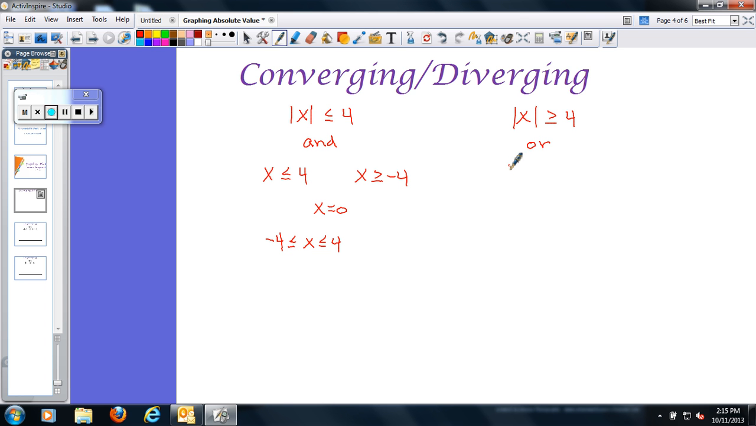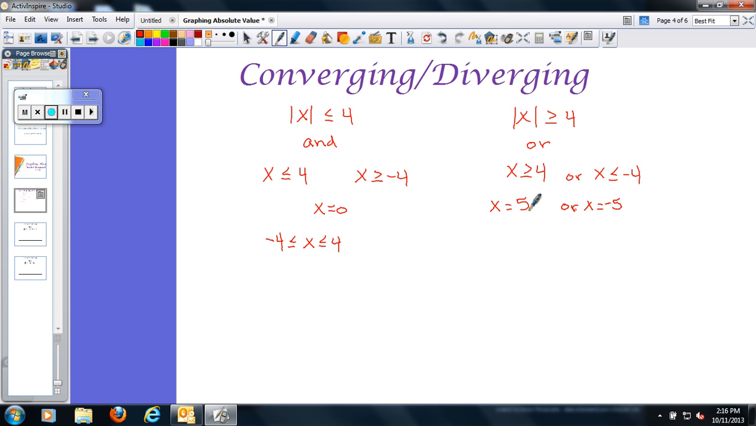Now when you deal with this one, you make your two equations: x is greater than or equal to 4, or x is less than or equal to negative 4. Well, if I pick a solution for this, greater than or equal to 4, let's say x equals 5. It's true for this one, but that's a false statement here because 5 is not less than or equal to 4. So you'd have to say x is equal to 5, or you could say x is equal to negative 5. Because negative 5 is less than or equal to negative 4, but it is not greater than or equal to 4. So it's one or the other.